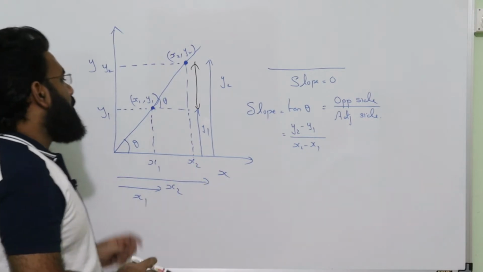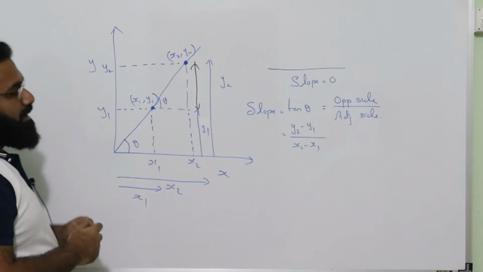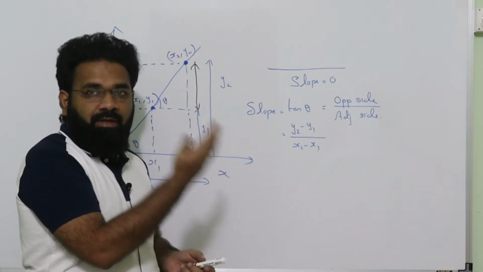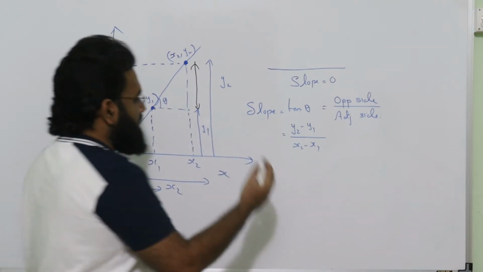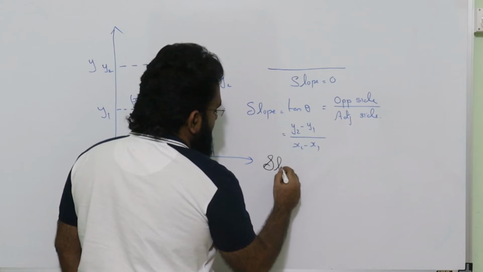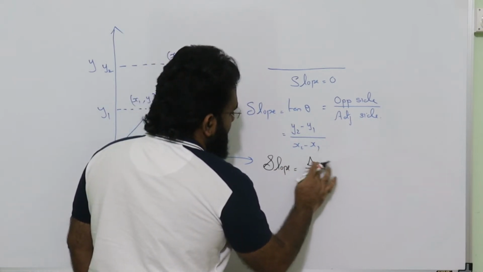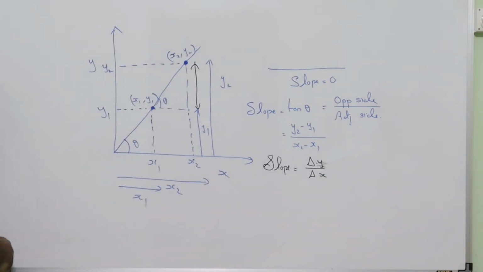So why do we study slope? Because by studying slope we will understand how much that graph is inclined to the x-axis and how much it is inclined towards the y-axis. So slope is nothing but delta y by delta x. Clear? Note it down. Now why are we studying all this? We will analyze it.